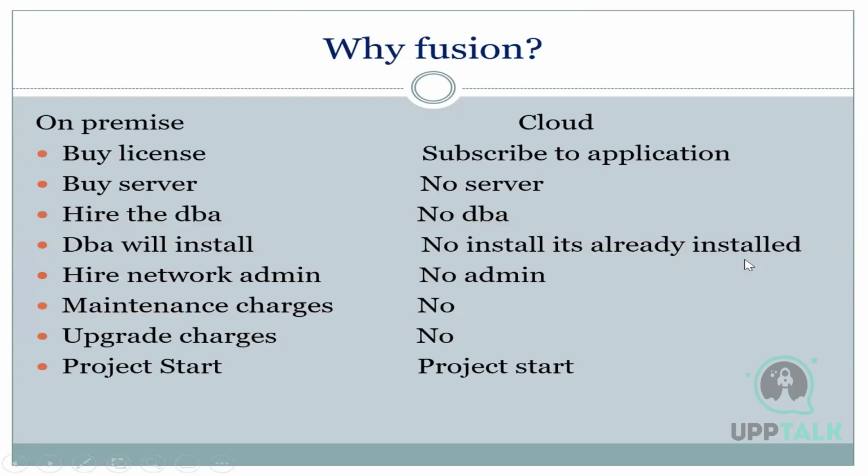Now, why Fusion? What is on-premise, and when do we go to cloud? On-premise, we have to buy a license, buy a server, and hire the DBA, who will install, plus hire a network admin, with maintenance charges, upgrade charges, and project start. In cloud, we don't have to buy the application, we have no server, no DBA, no install, it's already installed, no admin, no maintenance charges, no upgrade charges, and the project starts automatically.